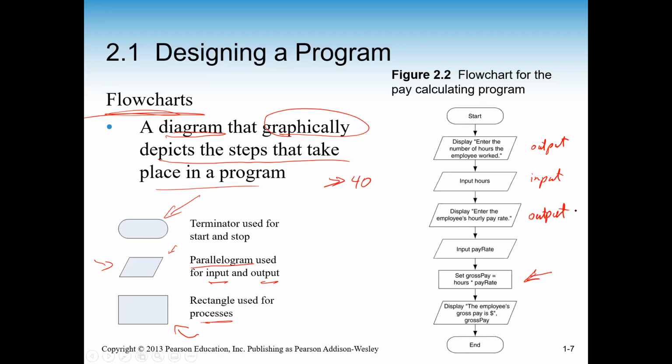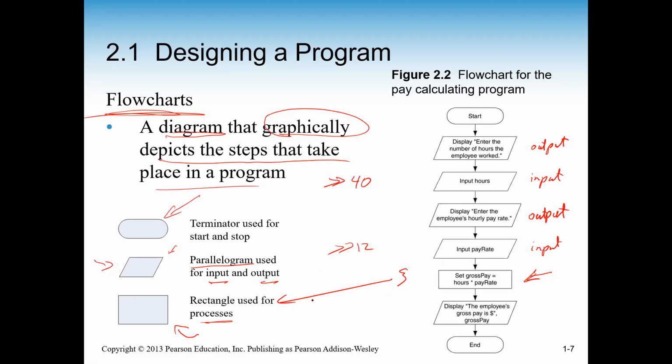Okay, that's an output there. Display, enter the employee hourly pay rate. Then after that, you have another input. All right, and you input, imagine that, so it would be $12 an hour. Input the pay rate. Okay, and then you have the process now, which is a square, right, like that one.